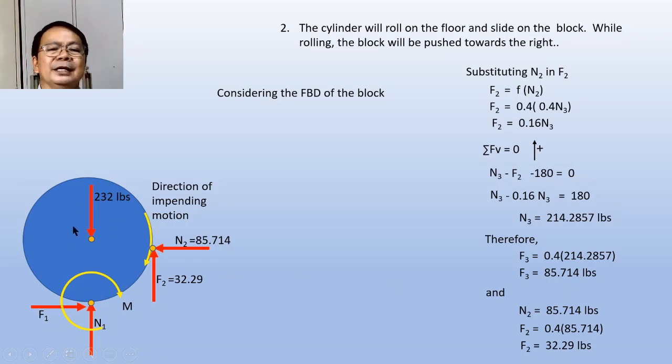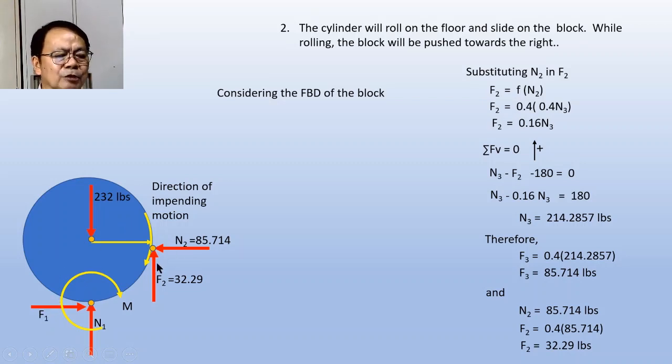So, this is still in equilibrium. However, there will be an impending rolling motion, and the rolling motion will be rotating about this point A. If we take moment about A, what are the forces that create moment about A? These two will not create moment because they pass through A, as well as the weight of the cylinder. The only forces that would create moment will be F sub 2 and N sub 2.